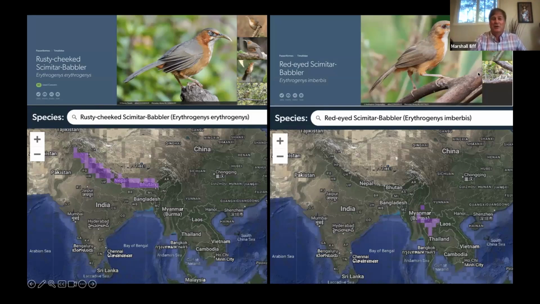The red-eyed scimitar babbler, which is the one in Myanmar and Thailand, was split off from the rusty-cheeked scimitar babbler. You can see they look quite different. They're vocally different. This was an interesting one because it had probably been missed in part because of all the work with specimens, whereas all the images and sound recordings showed that the eye color is different and that they're vocally different. But anyway, dividing up the records is fairly simple in that case.